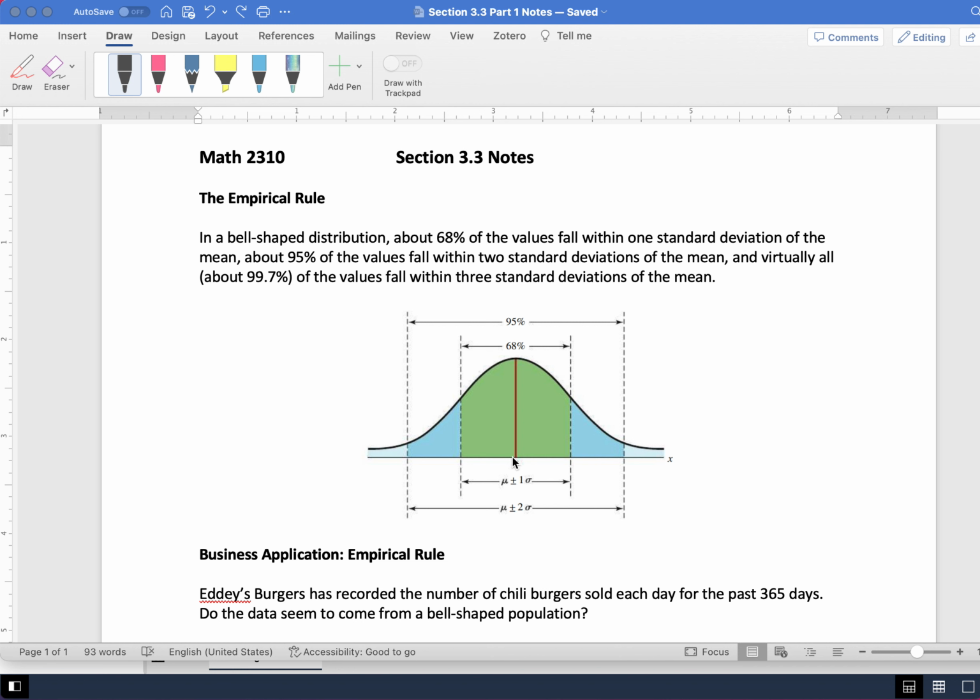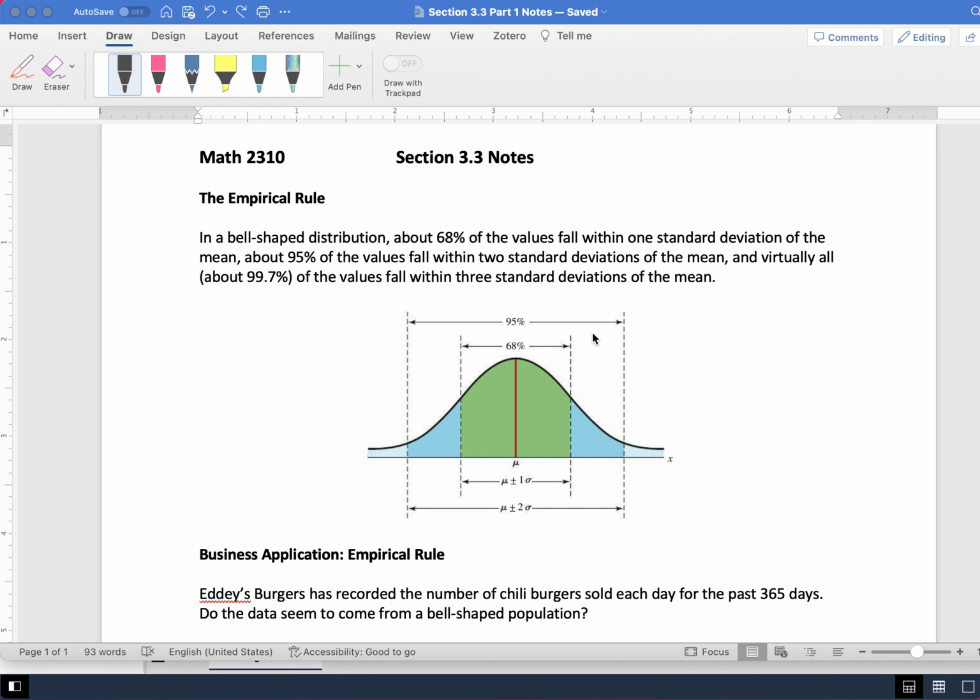What that means is that if I have the mean marked here with the red line, and I add a standard deviation, that's represented by this dotted line. If I subtract a standard deviation, that's marked by this dotted line, 68% of the values will fall between those two dotted lines.